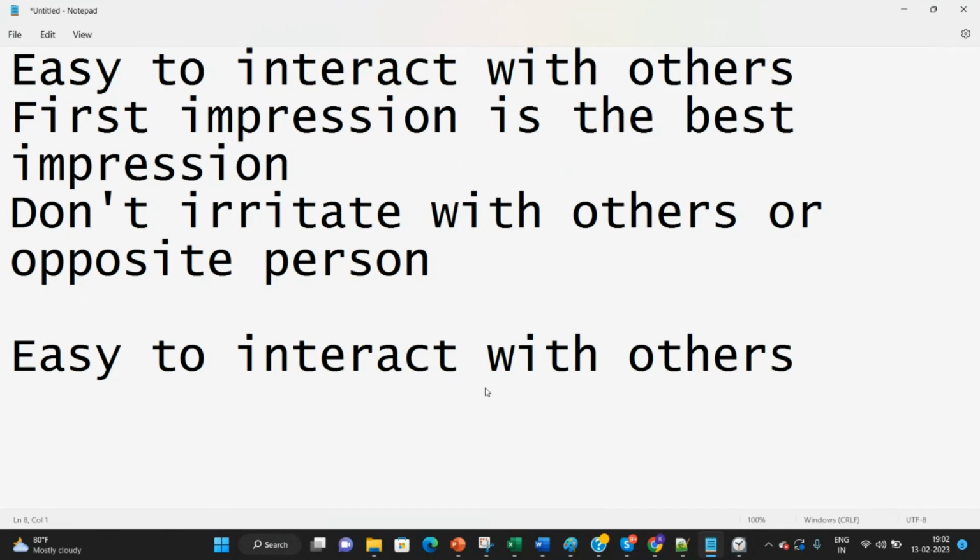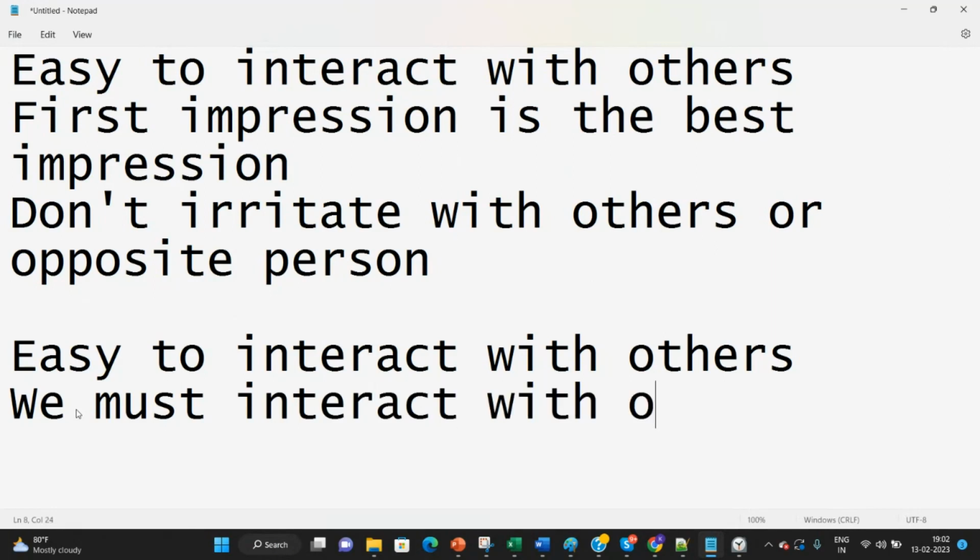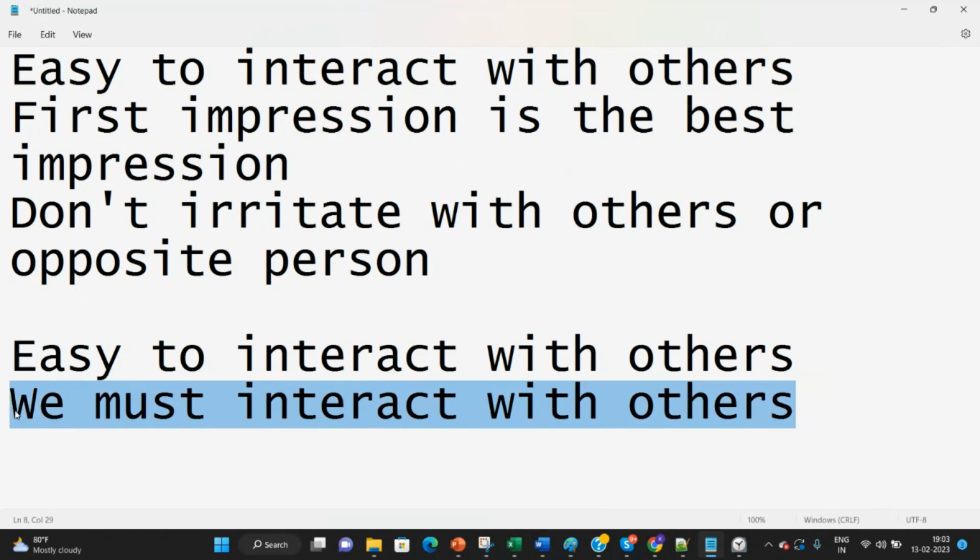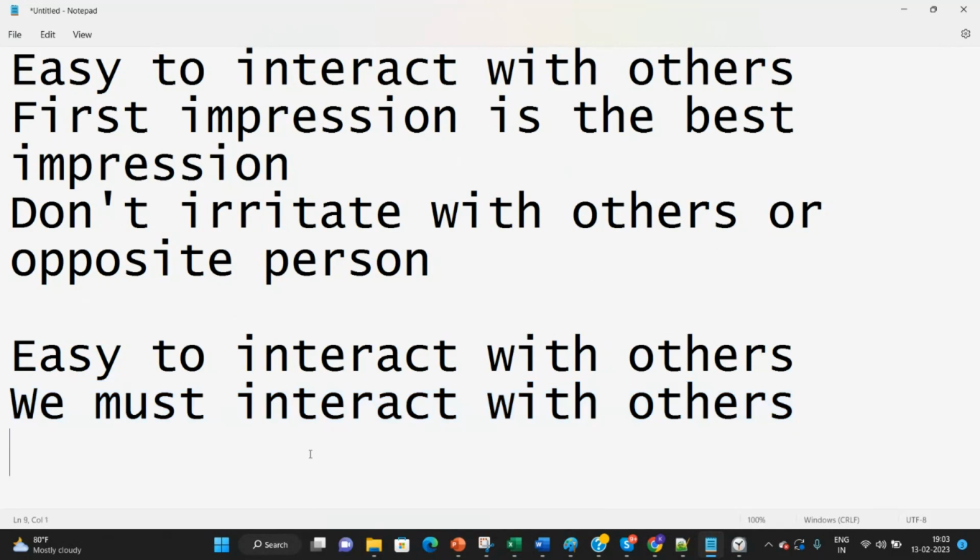This does not have any subject in it. The first rule we learned was every sentence should have a subject and a predicate. Correct? Yes, ma'am. Now we will try to add a subject to this line. You are writing it for others to read, right? So you can say we must be easy, or we must interact with others. Do you understand? Yes, ma'am. So here, we is the subject and the rest of it is the predicate.